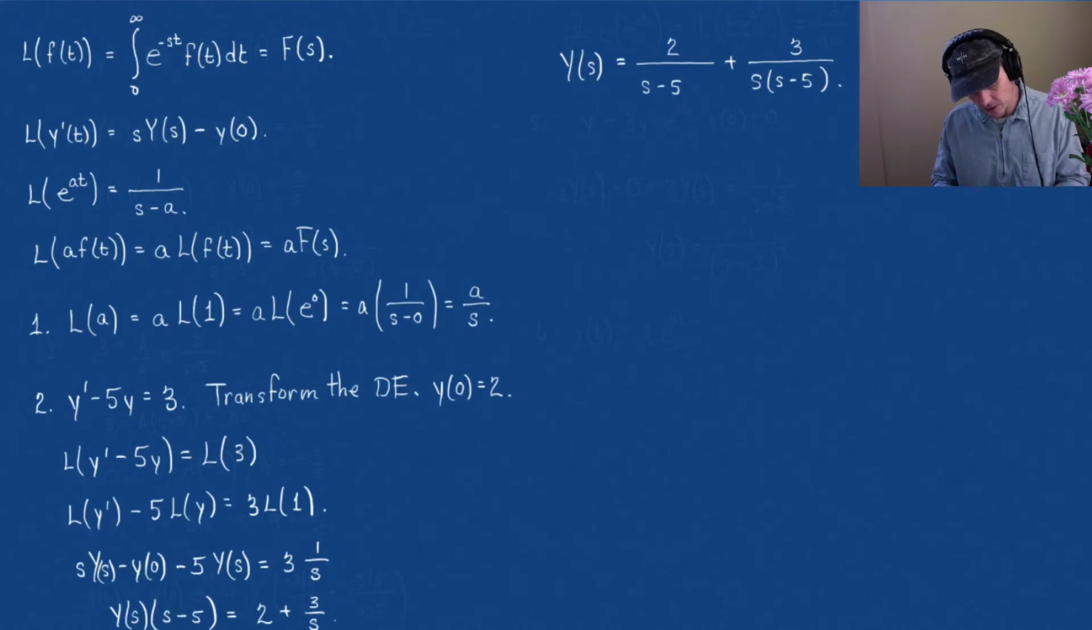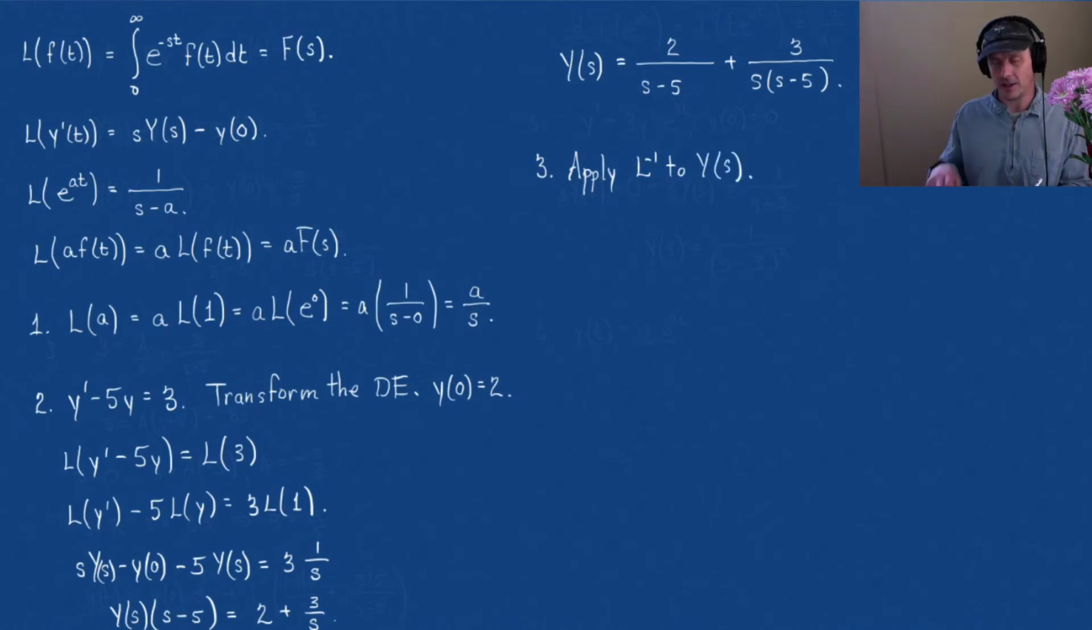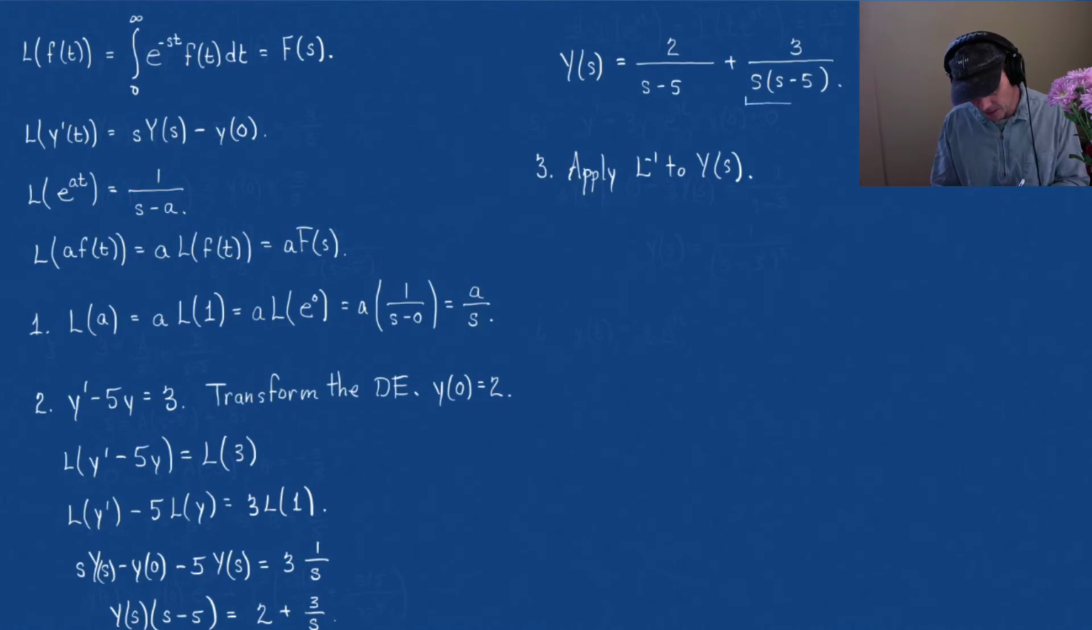So the third thing we're going to do, number 3, is we're going to take the inverse Laplace, applying the inverse Laplace to Y of s. Meaning you're applying it to both sides of the equation. Now, before we even get started, we have a problem. The problem is this s times s minus 5 doesn't fit any of our patterns. So let's apply partial fractions and see how we can clean that up.